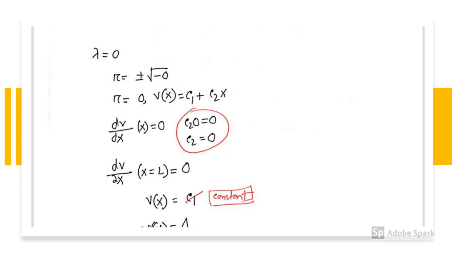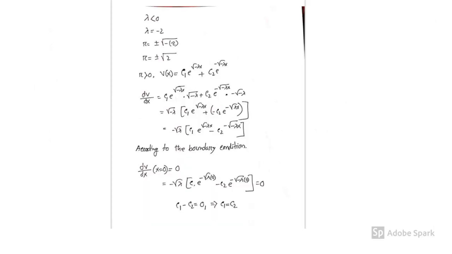So if lambda is equal to 0, then how? So r equals plus minus root of 0 squared. So r equals 0, V(x) equals C1 plus C2 x. So we know C2 equals 0. So finally we get V(x) equal to C1. So V(x) equals a constant, because C1 is constant.